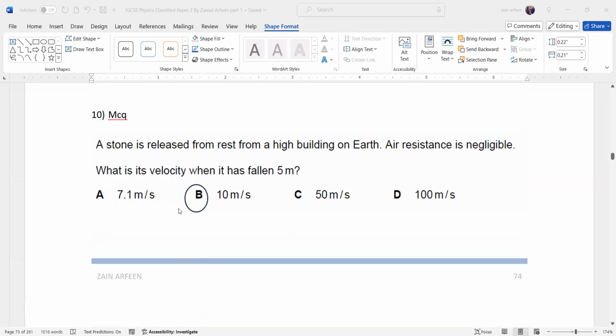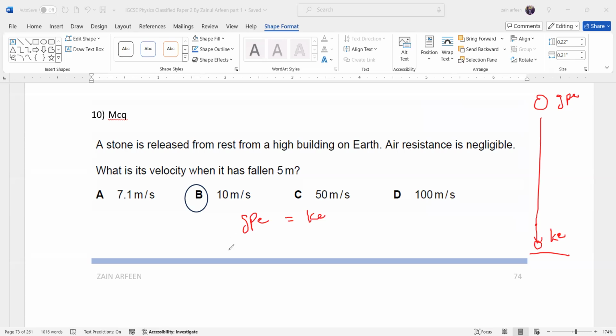In question 10, a stone is released from rest from a high building. Air resistance is negligible. What is the velocity as it has fallen? Look, when the stone is released from a certain height, which form of energy will the stone have? GPE. When it is falling, if there is no air resistance, the gravitational potential energy will be equal to the kinetic energy.